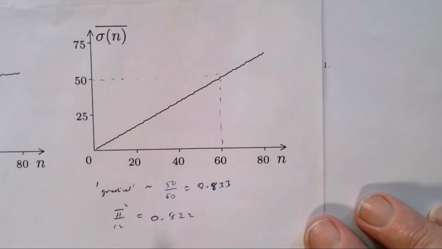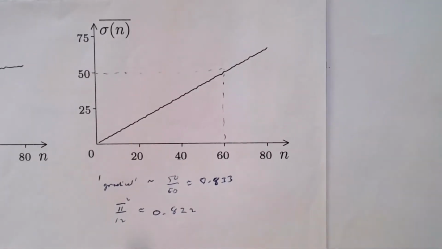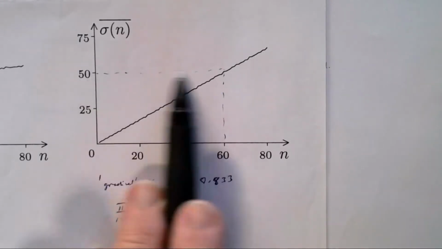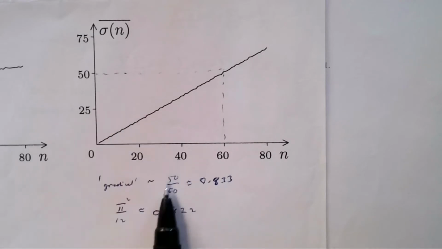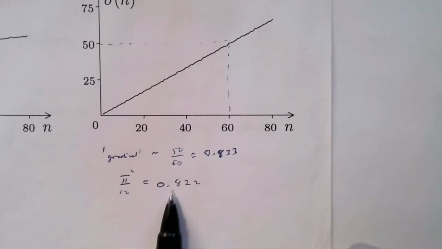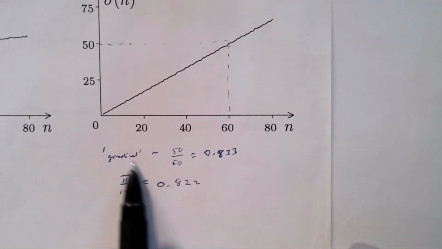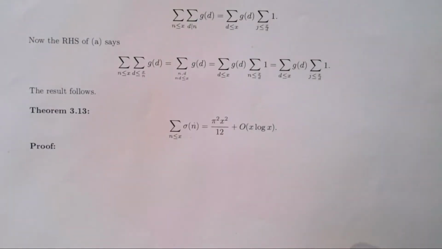And of course one asks, what's the approximate gradient of this straight line? Just as a rough guesstimate, I've only got very small numbers here, but the gradient's roughly 50 on 60, which is 0.833, and as I mentioned, pi squared on 12 is 0.822. In fact the gradient of this line is roughly pi squared on 12, and that's what we're going to give a proof of now.